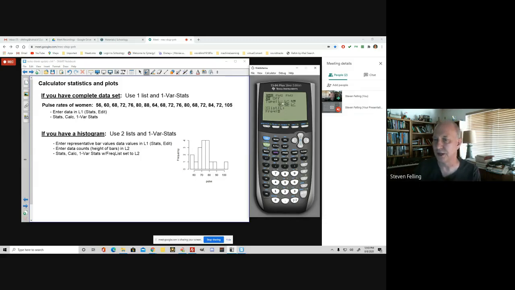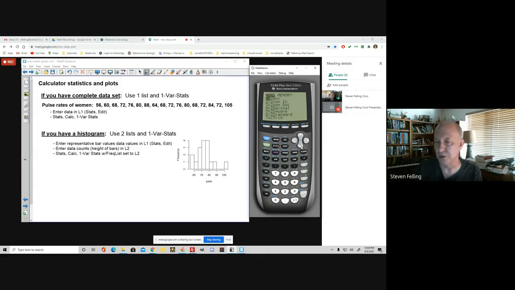So once that's all done, we've got statistics plot 1 configured to display a histogram of the data in list 1. So now we're going to quit back to the command line, second and then mode. And then to display it, we're just going to go Zoom.